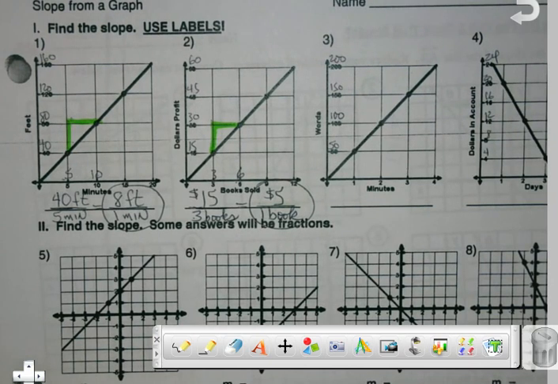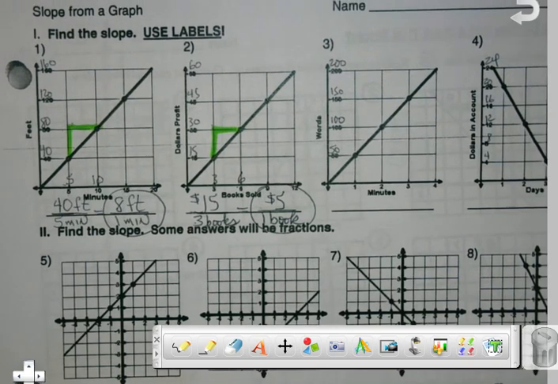Yeah, I was going to say, you don't want somebody who doesn't understand slope building buildings. That'd be bad. That's not good.